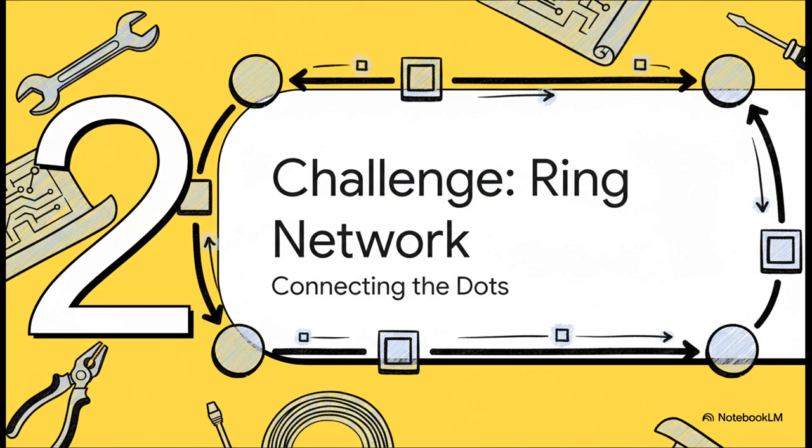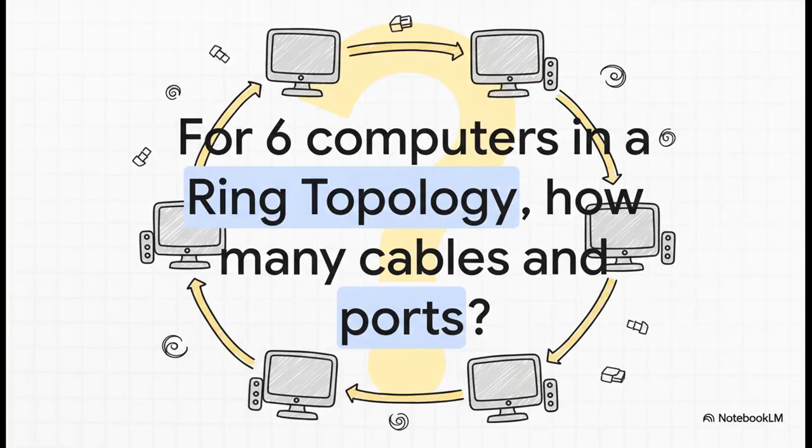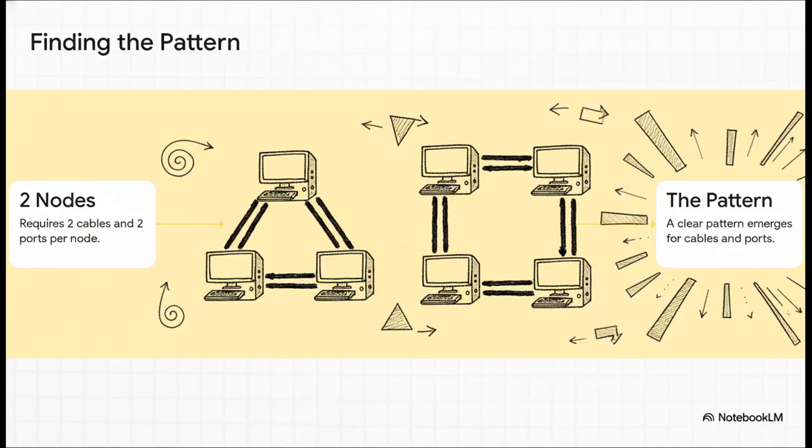Okay, challenge time. Let's get practical here and figure out what it actually takes to build one of these things from the ground up. So let's say you've got 6 computers. Your job is to connect them all in a ring topology. You've got to buy the hardware, right? So how many cables do you need? How many connection ports? How do you figure that out without just guessing? Well, the easiest way to solve this is to start small and look for a pattern.